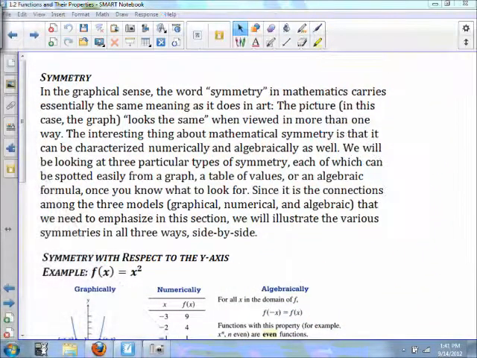In this video, we're going to talk about symmetry. We're going to talk about asymptotes, both vertical and horizontal asymptotes. And we're also going to talk about end behavior.